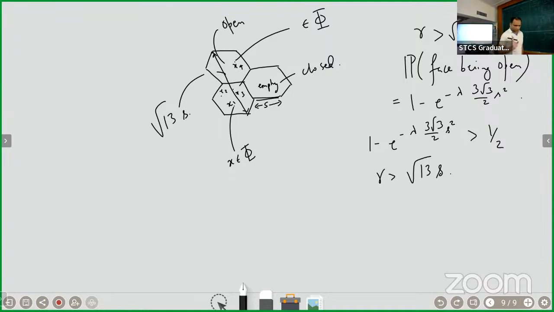This is clear, what is going on. Construction is more important, not the numbers. That wired thing, can you please explain? What is the probability of a face being open? When is the face open? As long as there is at least 1 point. Yes. So what is the complement? That there is nobody there. Okay. It is 1 minus the void probability.